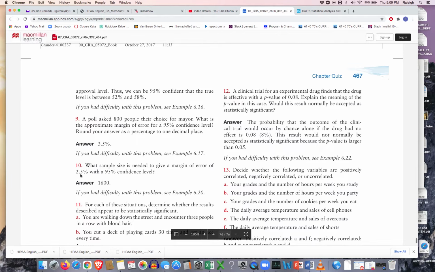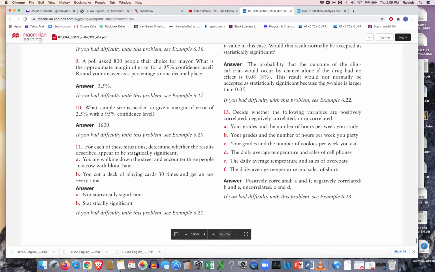Now 100 from the formula divided by 2.5 is exactly 40. When you square 40, 40 times 40 is exactly 1600. So that's how that would be the sample size needed. A pretty large one. This would be the minimum sample size, by the way. Okay, so now we have some interesting ones.